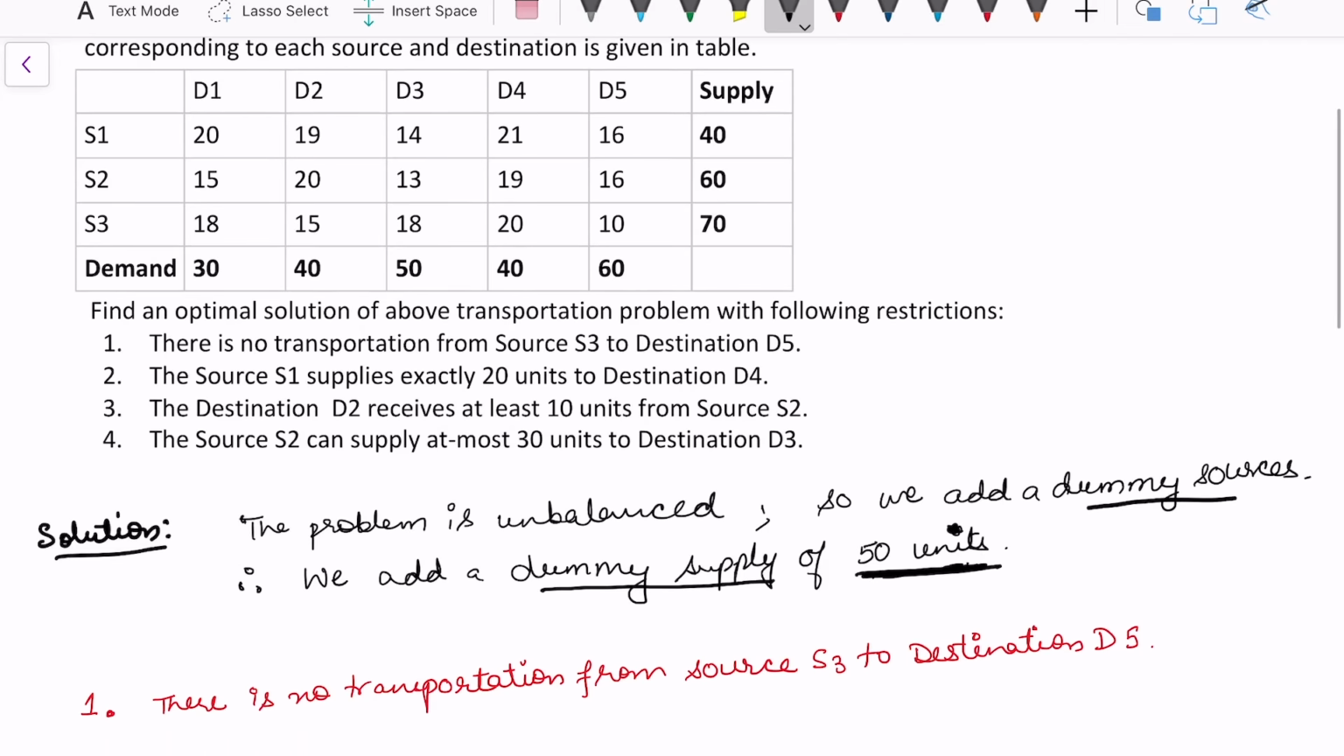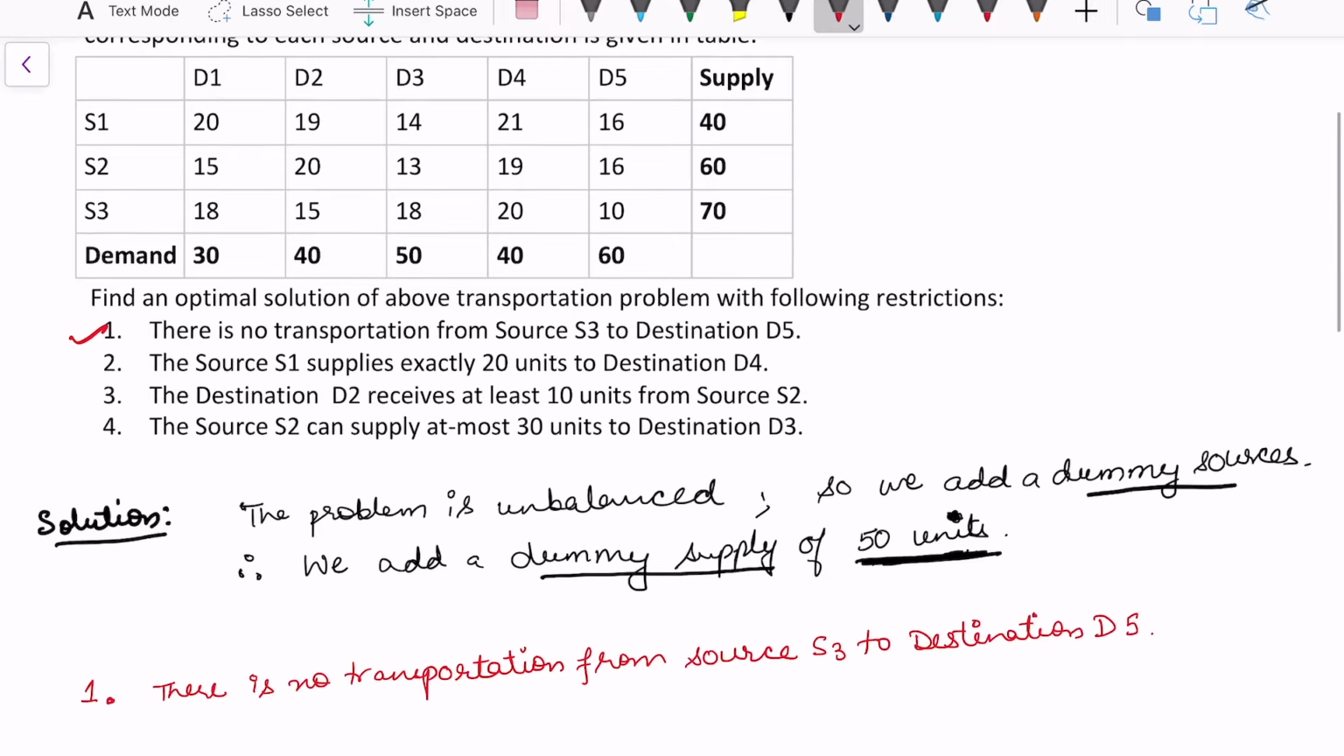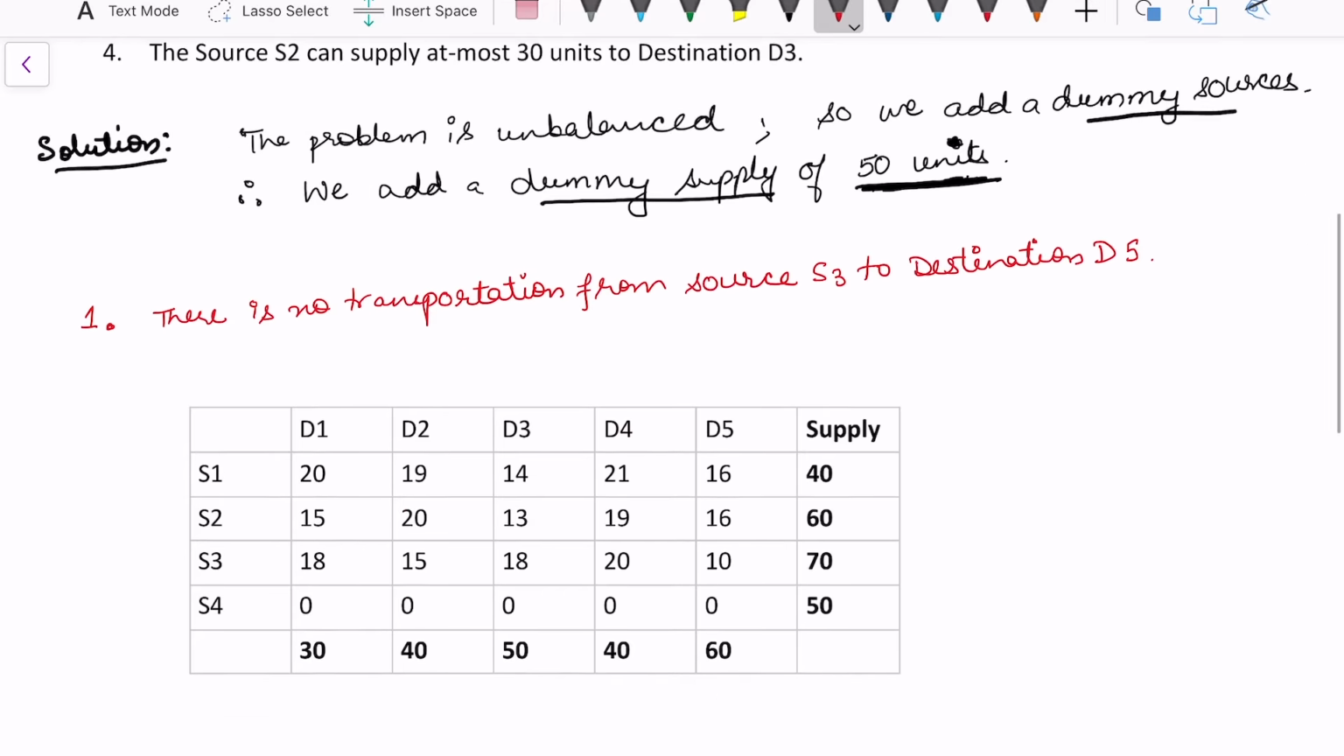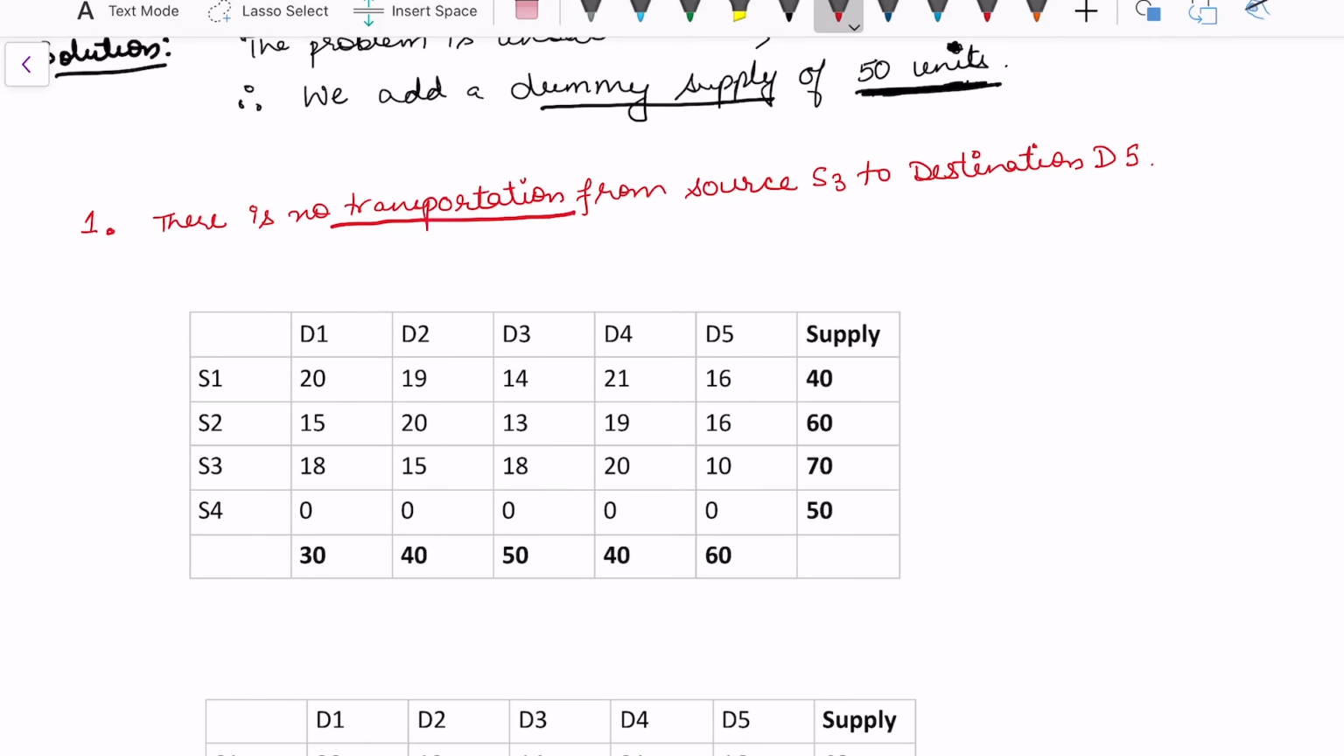So let's do now the first problem that we need to consider. In the first problem, the question asks that there is no transportation from source S3 to destination D5. So that means we need to consider that there is no transportation from S3 to destination D5. So once there is no transportation, this means that this cost S3 to D5, which is currently 10, is not 10, but now this has to be kept as the high penalty M. We increase the associated cost, which is C35, to very high.